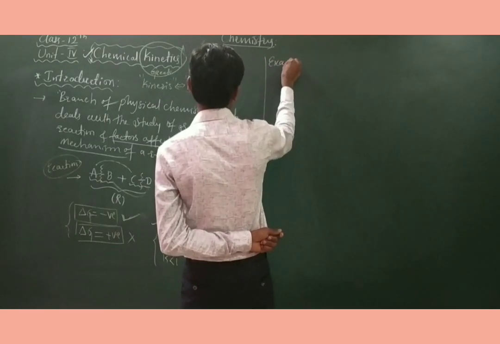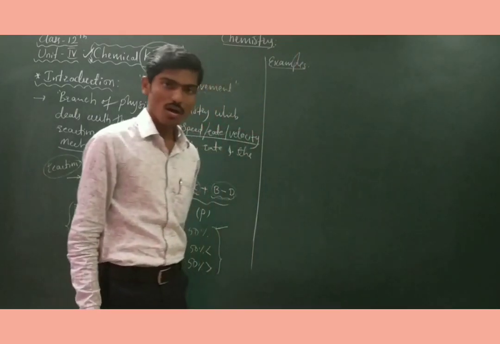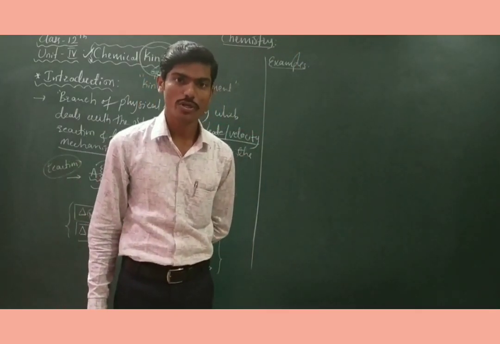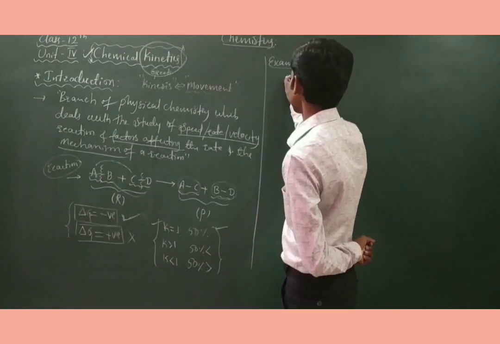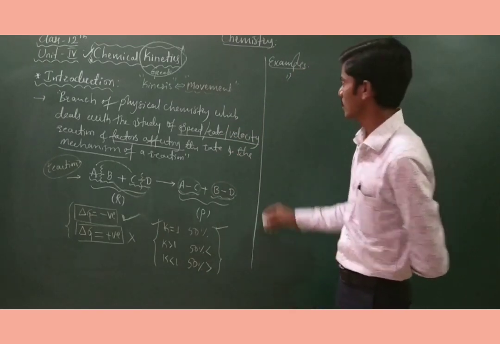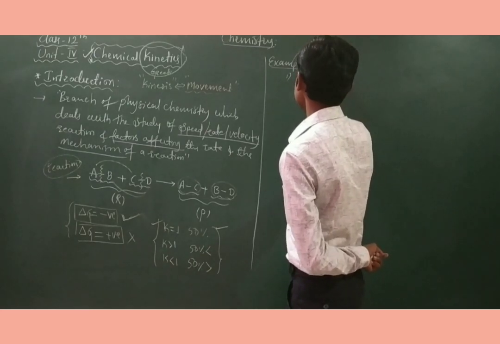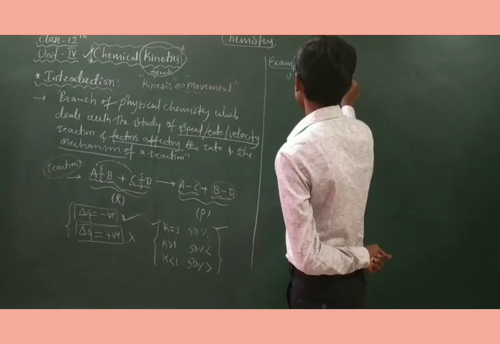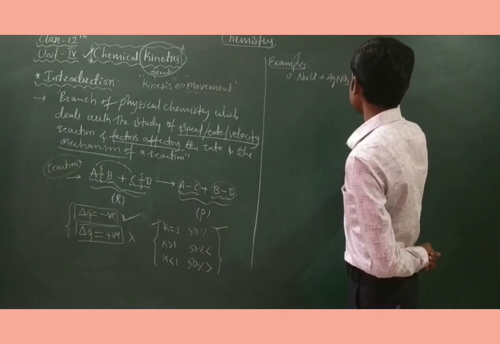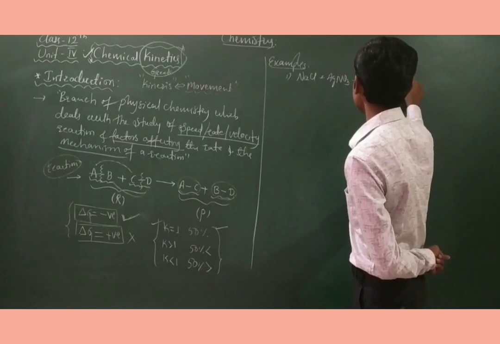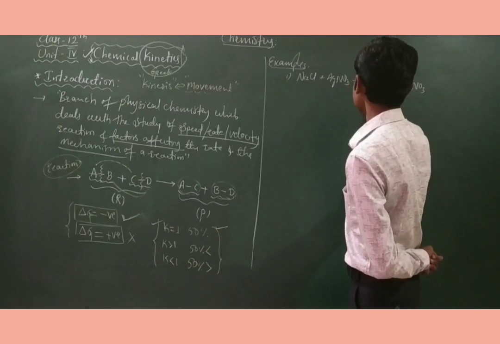Examples. Let us take some examples of a reaction. Precipitation reactions: if you are going to consider precipitation or neutralization, one category is the precipitation reaction. Take the example of NaCl solution plus AgNO3. When these two solutions are mixed, immediately you will get a precipitate of AgCl, and NaNO3 gets separated.